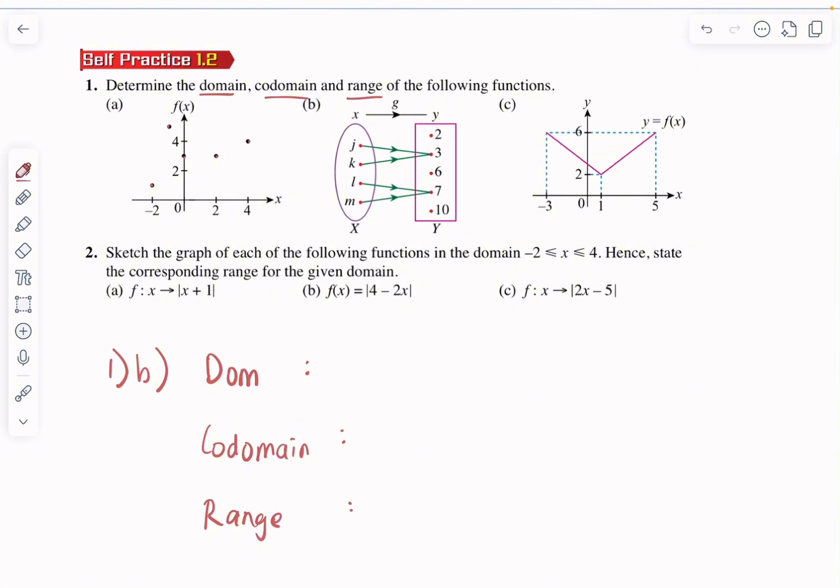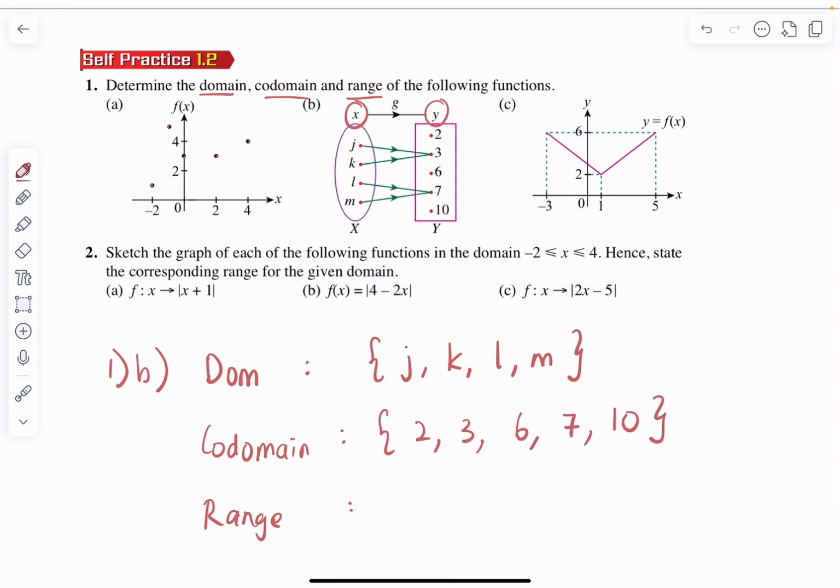1b, our domain are all these values, the x values. So you put your curly bracket, j, k, l, m. Our codomain will be all our y values, so it will be 2, 3, 6, 7, and 10. But the range will be different. Range will be the codomain which has objects. So these two numbers only got objects. 2 got no object, 6 got no object, 10 got no object. So the range will be 3, 7.